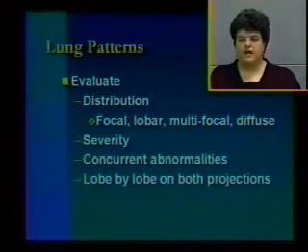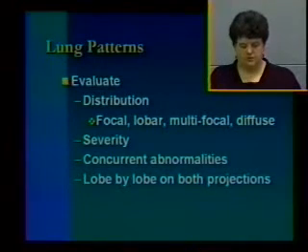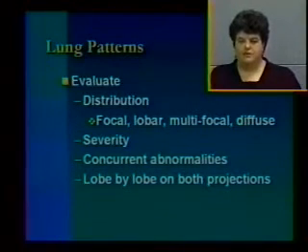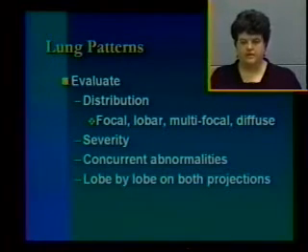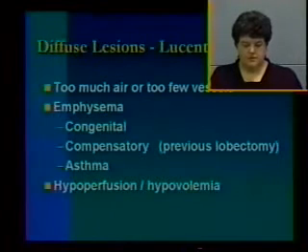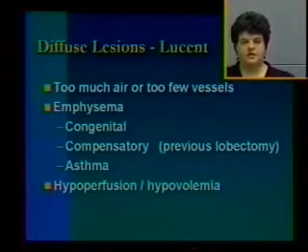You also want to look for concurrent abnormalities. Do they have a pleural effusion? Do they have a heart problem? Do they have something else that's going to help you answer the question of what's causing this increase in pulmonary opacity? The systematic approach to lungs that I use is to trace each lobe entirely on each projection. It's a good practice to get into because, one, it'll help you to identify where the margins are and where the pleural fissure lines will occur, but it'll also remind you to look at the entire structure of the lungs.